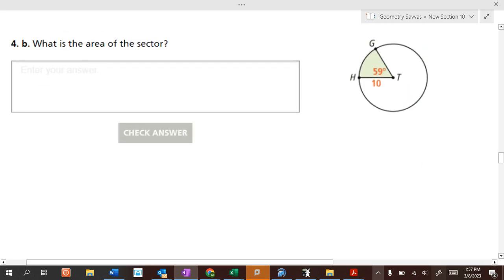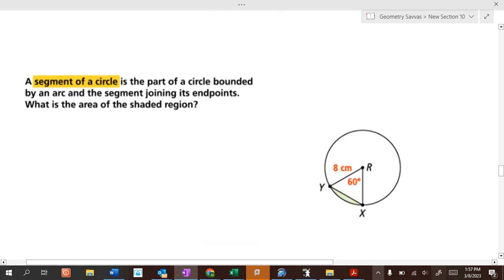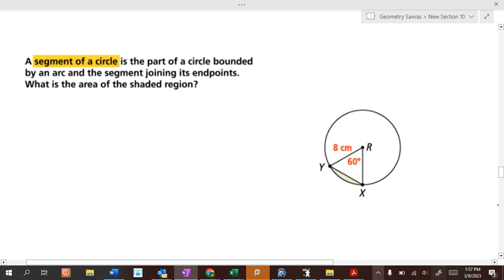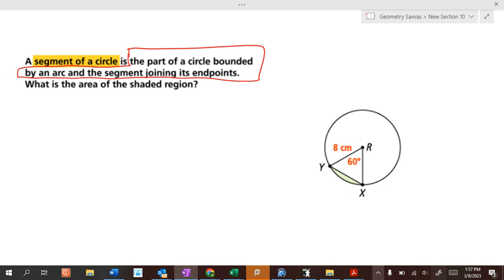I'm going to skip this one because we've done 2 in a row like that. You kind of know the basics of it. Okay, the segment of the circle is the part of the arc and the segment joining the endpoints. Okay, so now we're on to the segment of a circle.